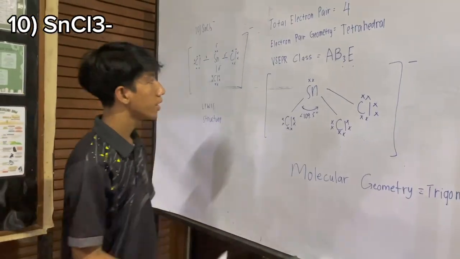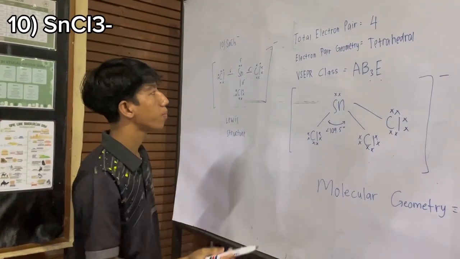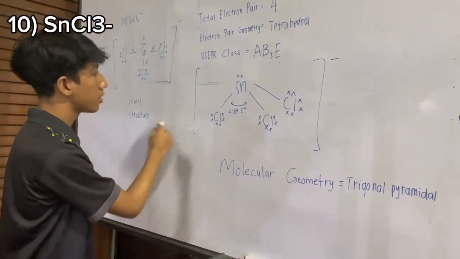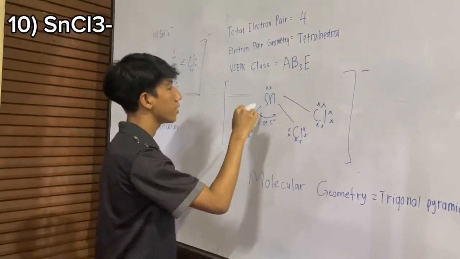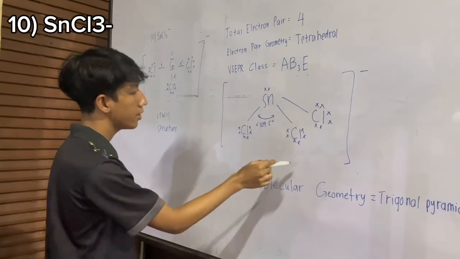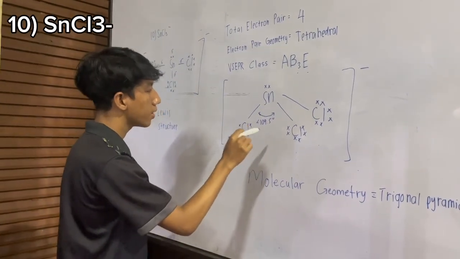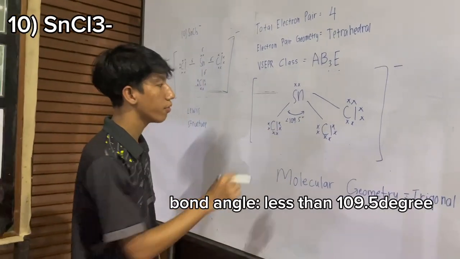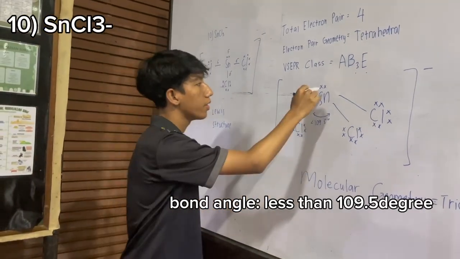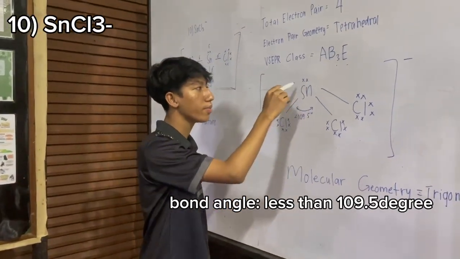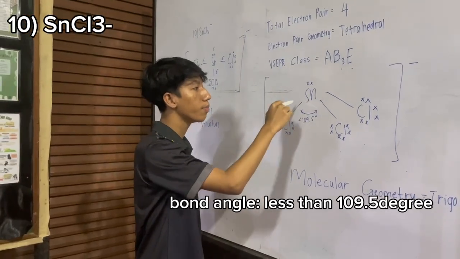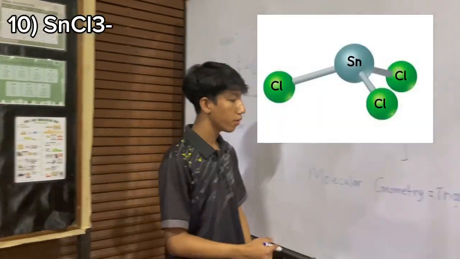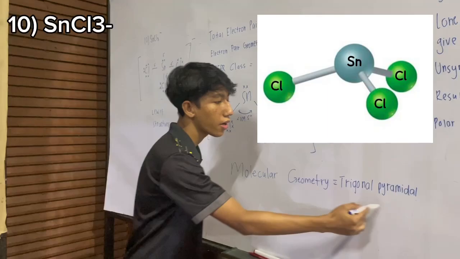So after we determine the total electron pairs and electron pair geometry, we need to draw a molecular geometry for this structure SnCl3-. So for SnCl3-, we draw like this. The bond angle on this structure is less than 109.5 because we have a lone pair on this structure. So this lone pair will cause repulsion on the bonding pairs and it will reduce the angle. So the name for this molecular geometry is trigonal pyramidal.